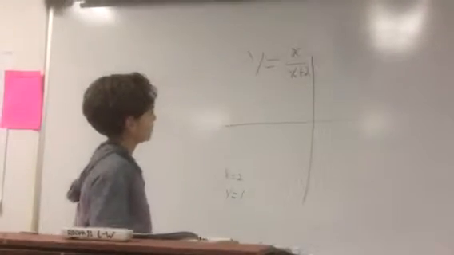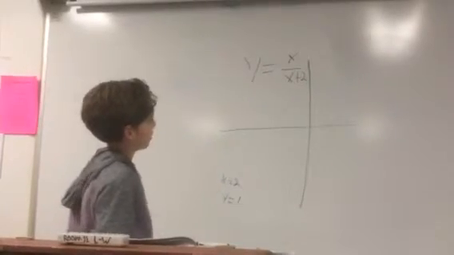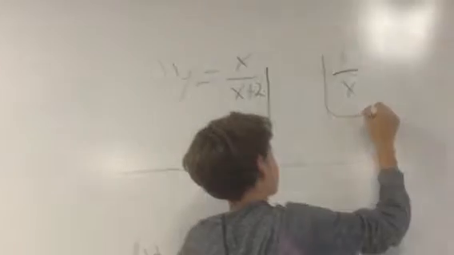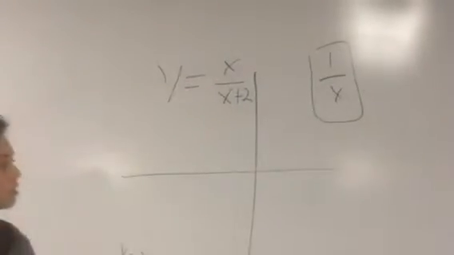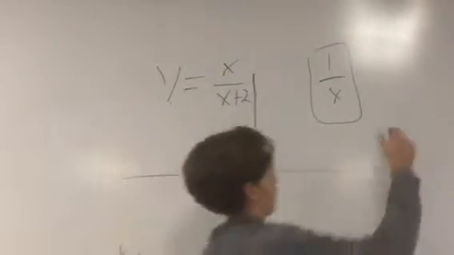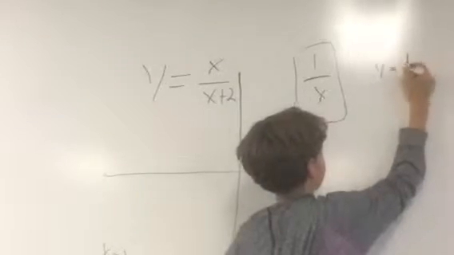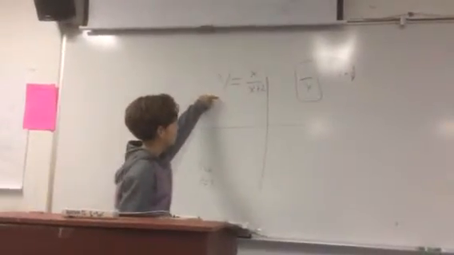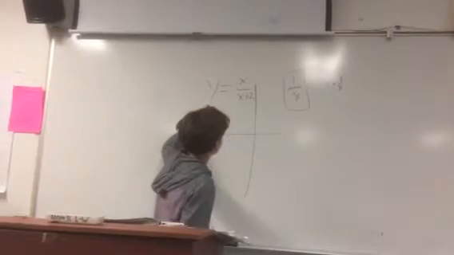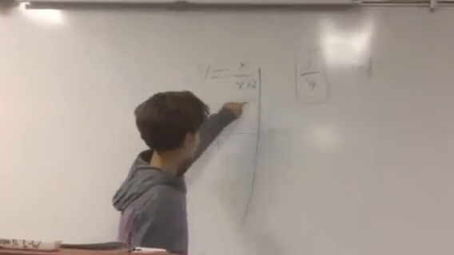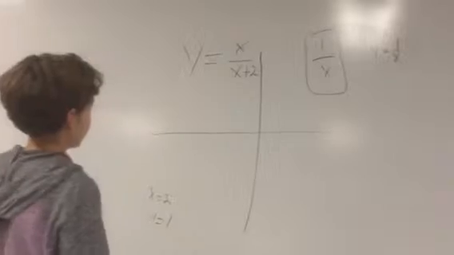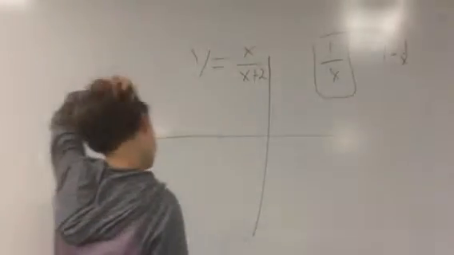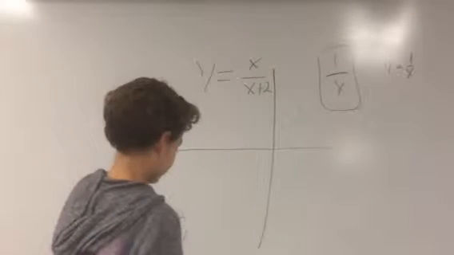And we can see that that's from the parent graph 1 over x. Or like the parent graph would be y equals 1 over x. And so to get to this, it's going to be 2 to the right, the vertex point, and this x is, what does this x do?